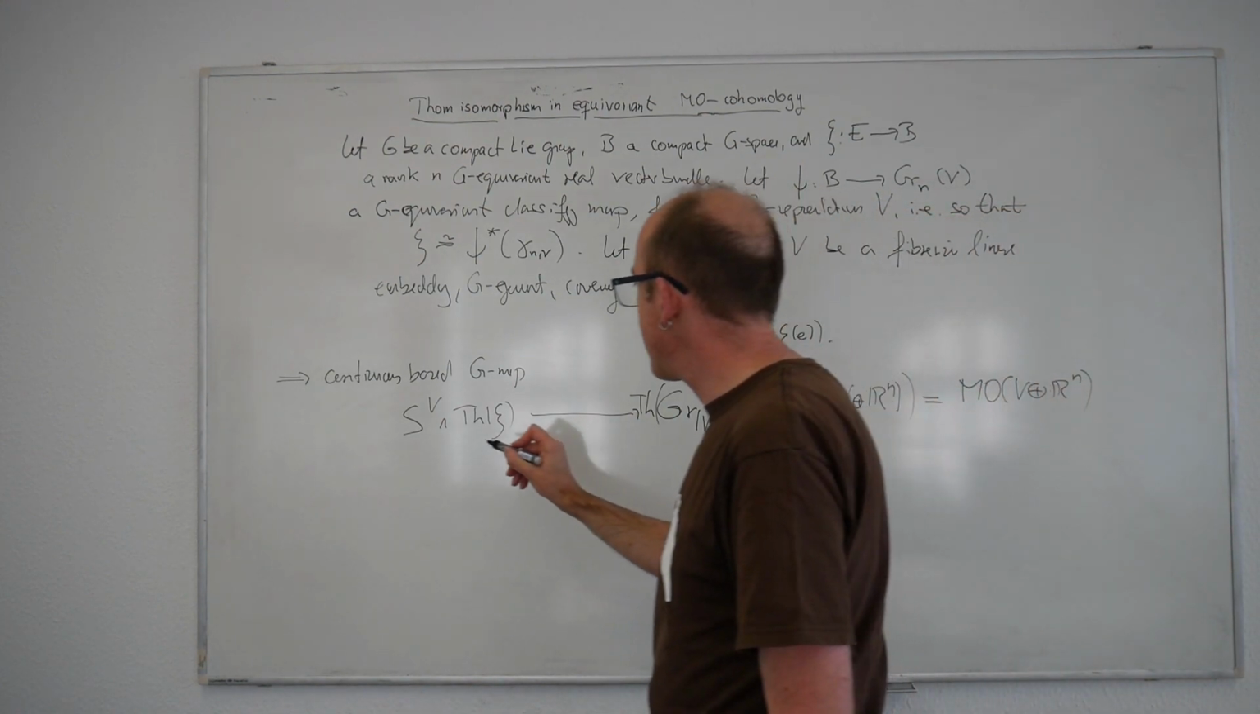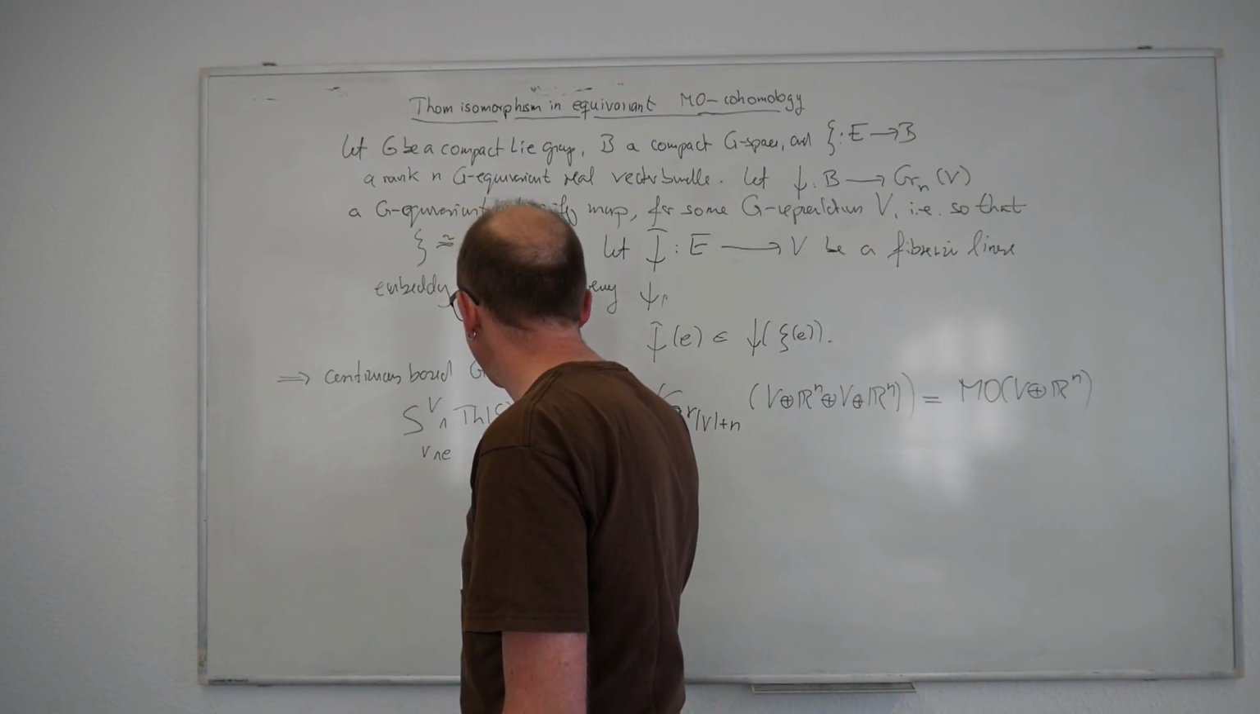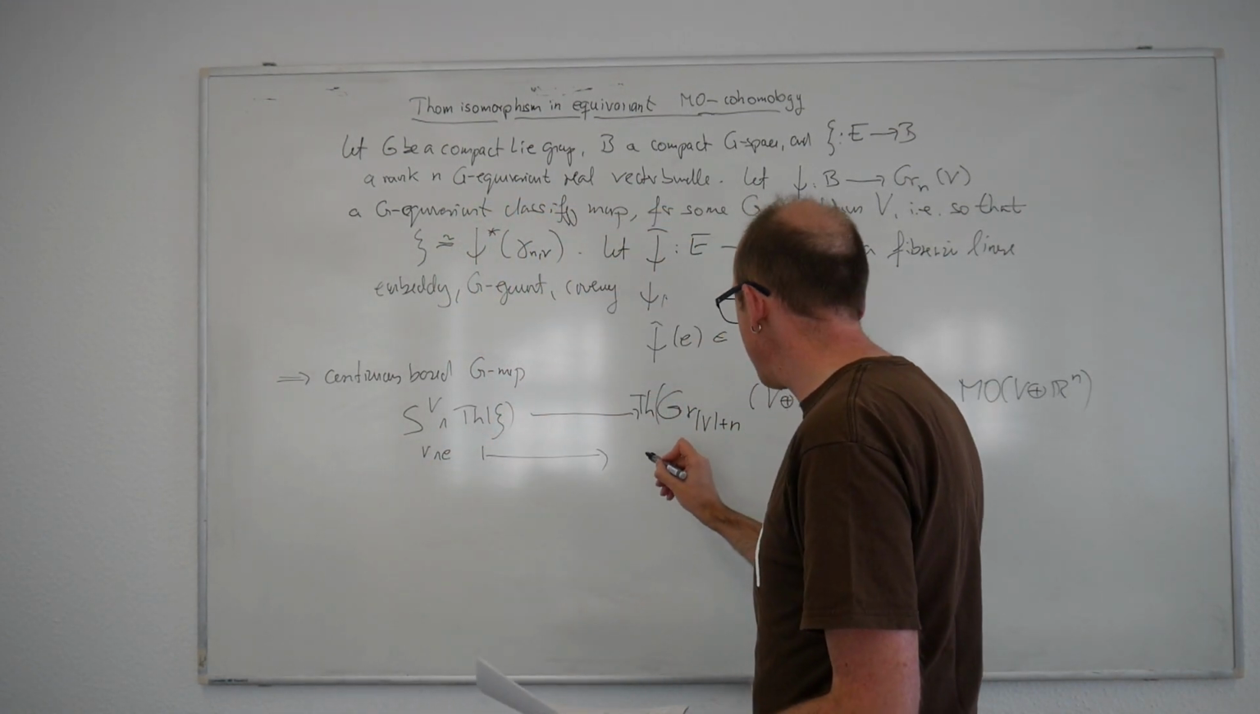And how do we get this? An element in here is a vector in V smash a point in the total space, and I'm sending this to the following.